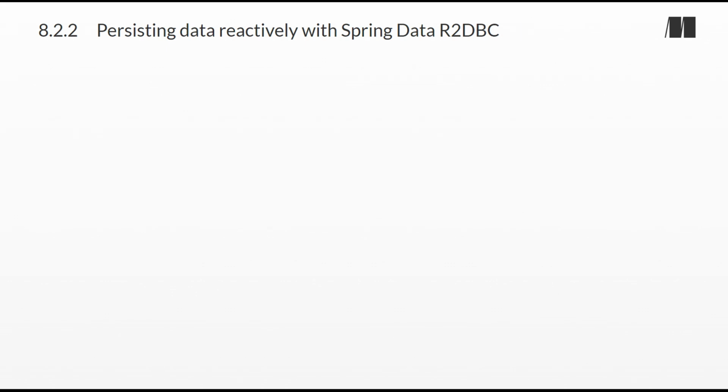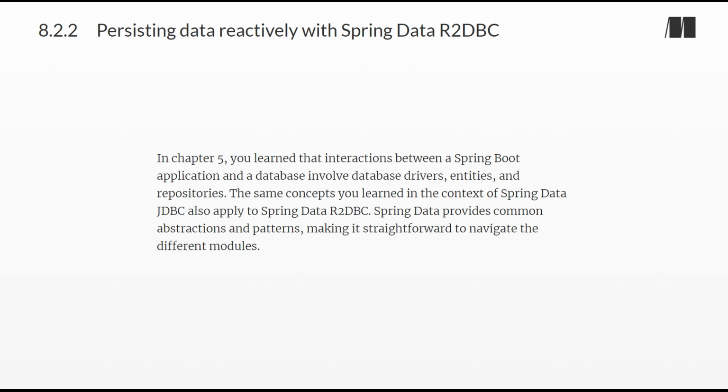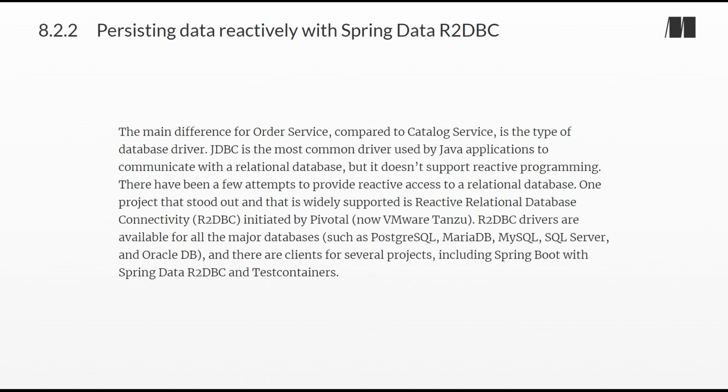Section 8.2.2. Persisting data reactively with Spring Data R2DBC. In Chapter 5, you learned that interactions between a Spring Boot application and a database involve database drivers, entities, and repositories. The same concepts you learned in the context of Spring Data JDBC also apply to Spring Data R2DBC. Spring Data provides common abstractions and patterns, making it straightforward to navigate the different modules. The main difference for Order Service compared to Catalog Service is the type of database driver.